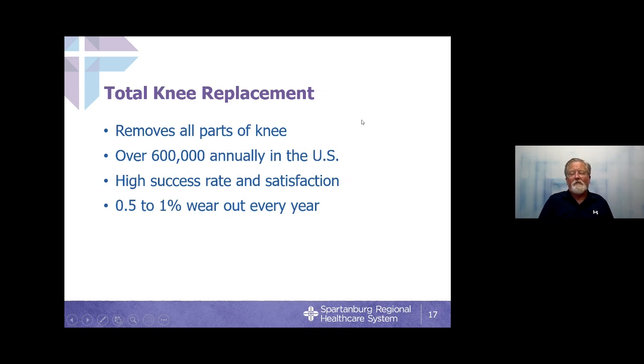As the name implies, in total knee replacement, we do remove all the parts of the knee and replace them with metal and plastic components. Very popular, over 600,000 are done annually in the US. It's popular because there is a high success rate and a high satisfaction level. Not everybody gets great results, but overall it's a very high success rate. The important thing to remember is 0.5 to 1% wear out every year.